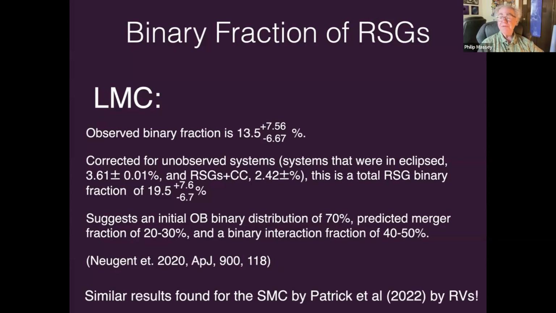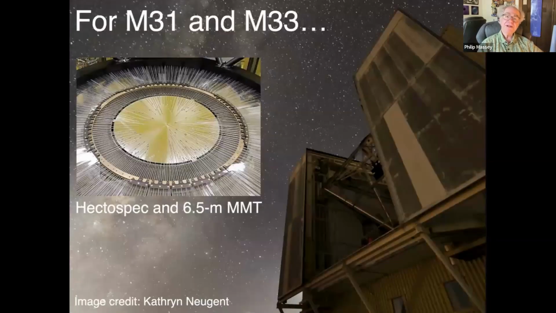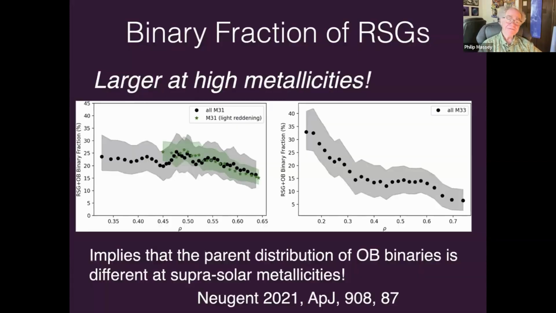I'll note that similar results were found on the basis of radial velocity studies. Finally, she extended this to M31 and M33, finding that, in fact, the binary fraction was larger at supersolar metallicities. And this suggests that the period distributions, the separation distributions for all B binaries at supersolar metallicities has to be different than what it is in the Milky Way and in the Magellanic Clouds.